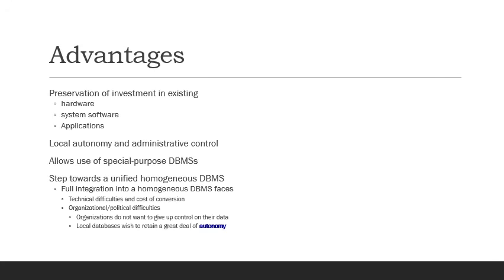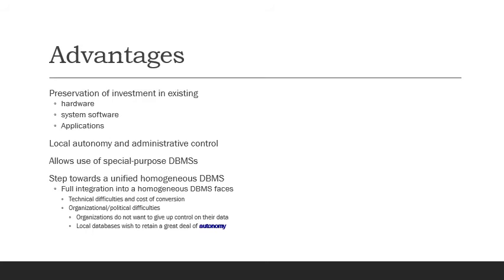Now let's see the advantages of heterogeneous database systems. Preservation of investment in existing hardware, system software, and applications. Then local autonomy and administrative controls that allow use of special purpose DBMSs. Full integration of heterogeneous systems into a homogeneous distributed database is often difficult or impossible, due to the following issues. The first one is technical difficulty. The investment in application programs based on existing database systems may be huge, and the cost of converting these applications may be prohibitive. Then, organizational difficulties.